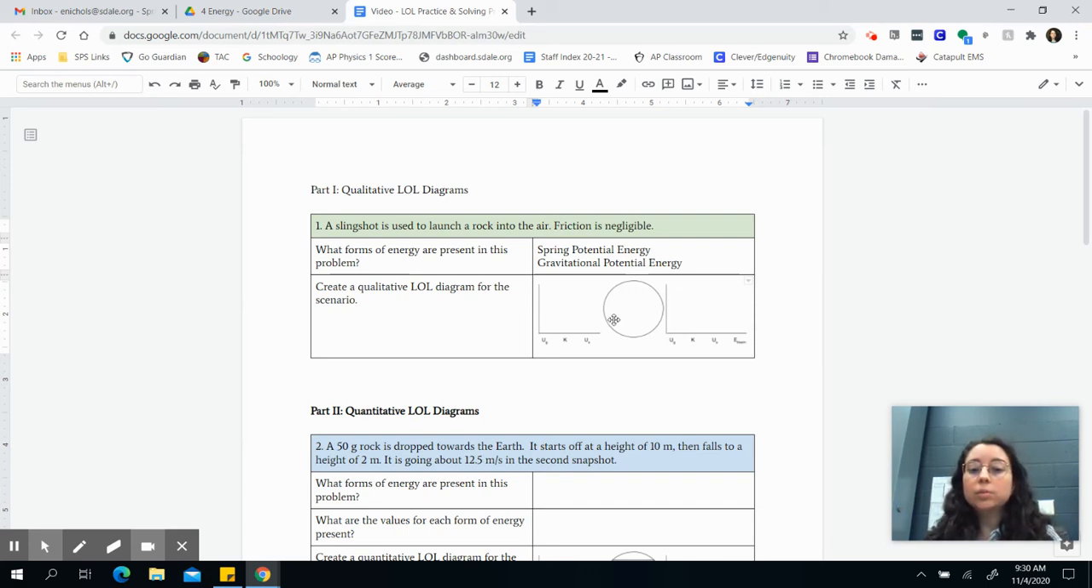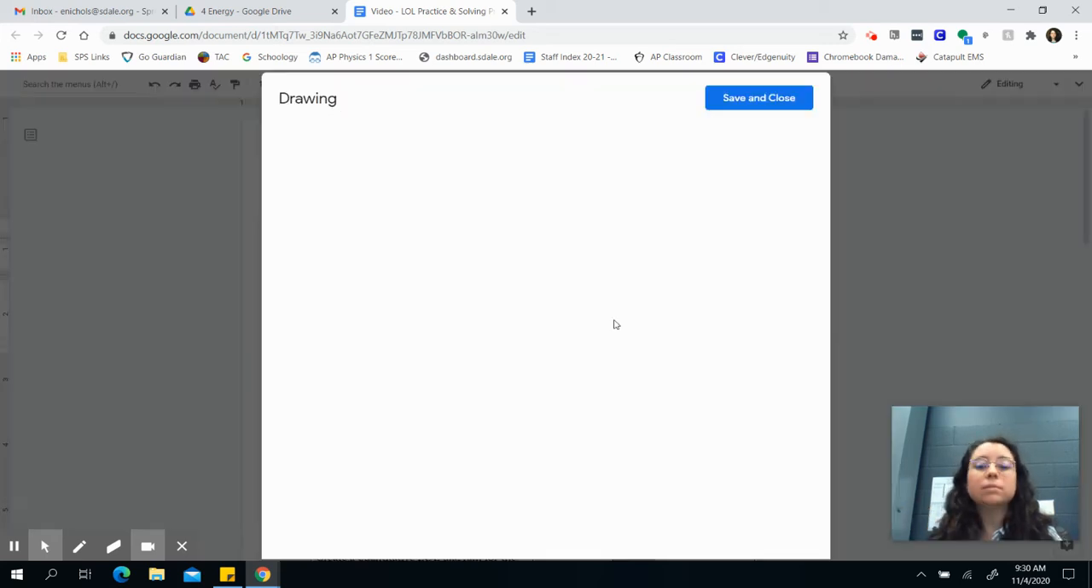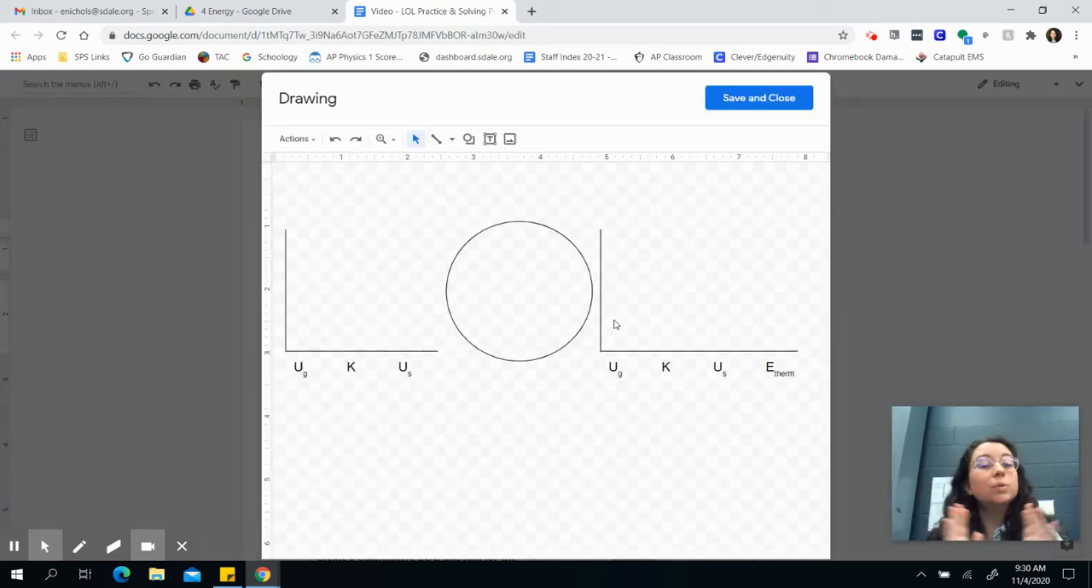Great. So we know we need spring potential energy. We know we need gravitational potential energy. Let's make our LOL. This was just qualitative, which means I'm just going to be drawing general bars and hope that it all adds up. Remember that energy is conserved. So whatever energy I have on one bar graph, I have to have on the other. I can't have energy disappear without being able to account for it in some way. So got to focus on that.